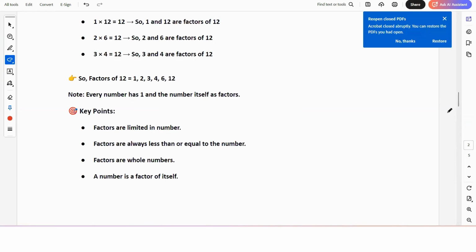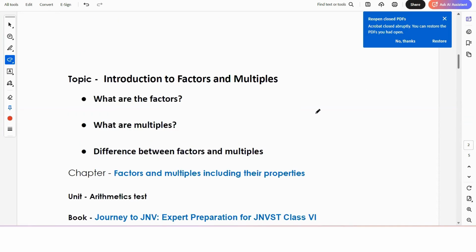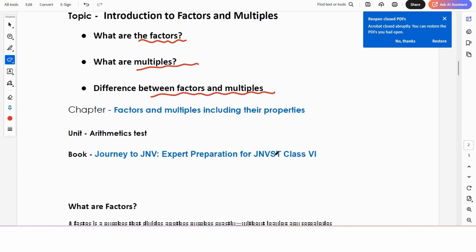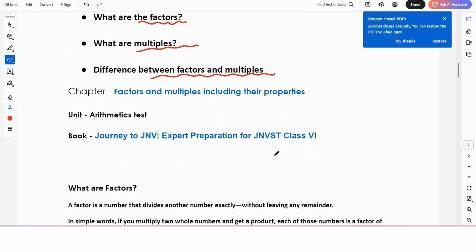Okay, good. That will be clear. We will go one by one, first factors and then multiples, and we'll also see the difference between factors and multiples. The smallest factor of any number is 1. Okay, see, what is a factor?